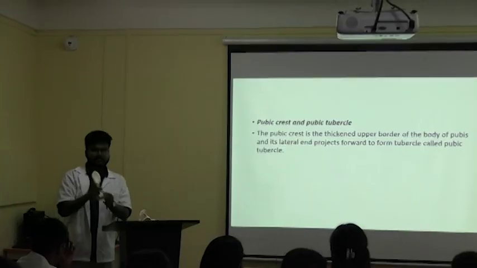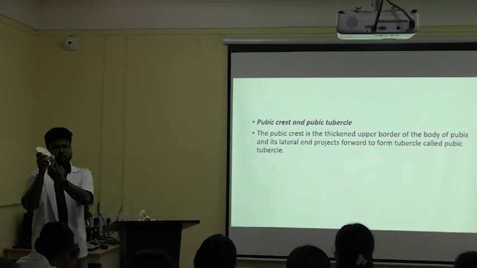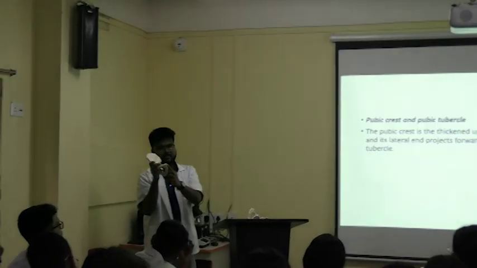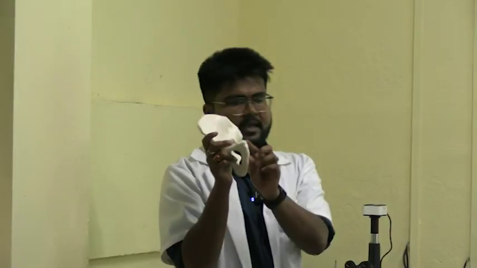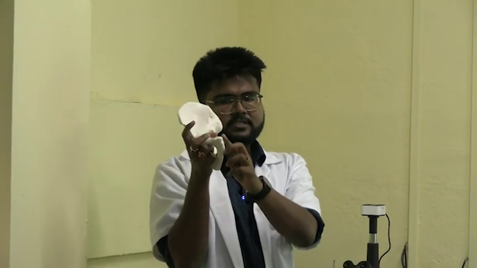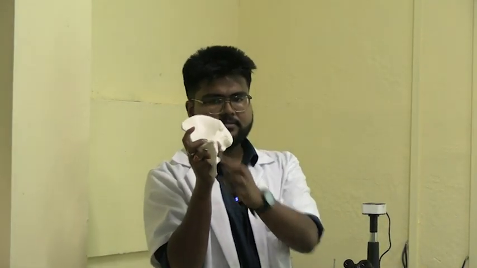Okay, here you can see that this is the pubic crest. Here the pubic tubercle is present. The pubic crest is the thickened upper border of the pubic bone, and the laterally, this lateral end projection is called the pubic tubercle.